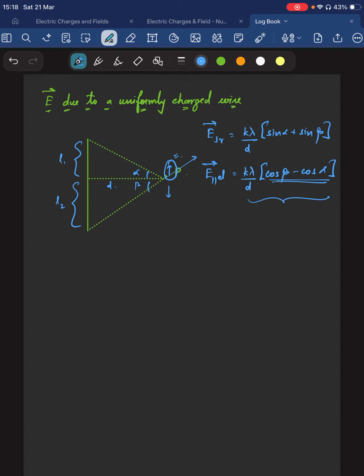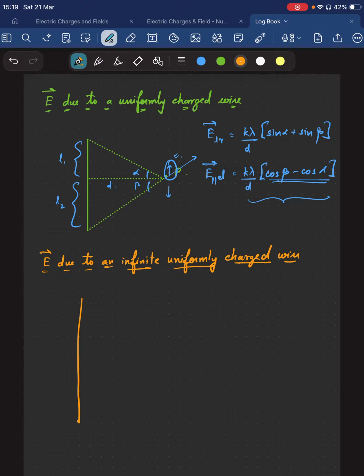Okay. There are some cases where we can make use of this to get some more results, so let me derive those results quickly as well. We can derive the formula for the electric field due to an infinite uniformly charged wire. Suppose I have an infinite uniformly charged wire going on till infinity, and I need to find the electric field at a point P located d distance away from it.